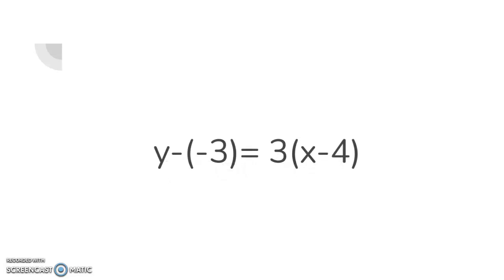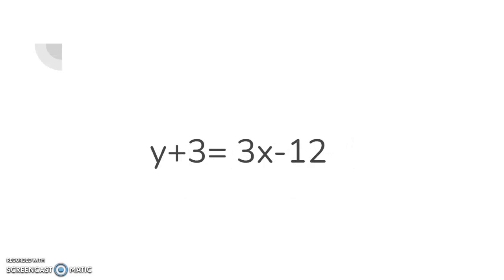Now that we have this, we need to simplify it, because y minus -3 can be simplified to y plus 3, because negative and negative is a positive. And then we have 3 parentheses x minus 4. As we've seen in the previous problem, you can distribute that, so it should be y plus 3 equals 3x minus 12, as seen here.